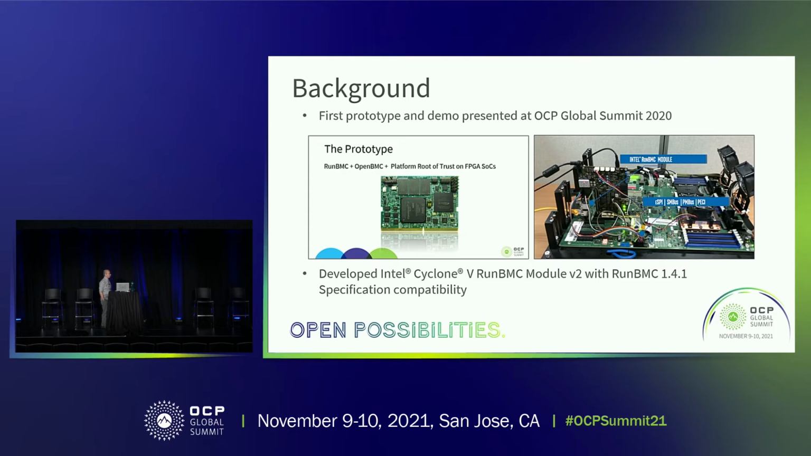Let's begin with a bit of history. Last year, during the OCP Global Summit, we presented the first version of our Cyclone V based RunBMC prototype. The demo was showcased at the Experience Center, where one could see our module integrated with a reference server platform. Integration was done with the help of the Dropbox RunBMC Bring Up Board, because back then we didn't have a RunBMC compliant platform. Since last year, we have continued to work on our RunBMC module, and now we are pleased to present the second version of it with improved compatibility to the latest RunBMC specification, which is 1.4.1.